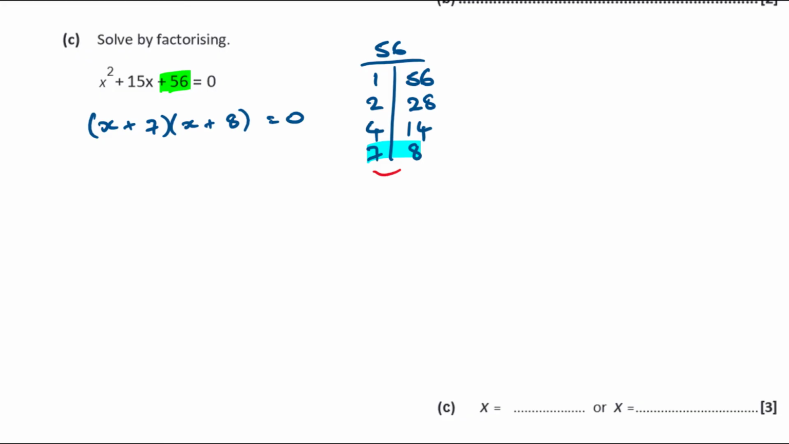Okay, but we need to solve for x here. So what values of x make this expression 0? Well, if x was negative 7, if I added 7 to it, I'd get 0, and 0 times anything is 0. So that's one solution. Or x is minus 8. So negative 7 and negative 8 are my solutions.